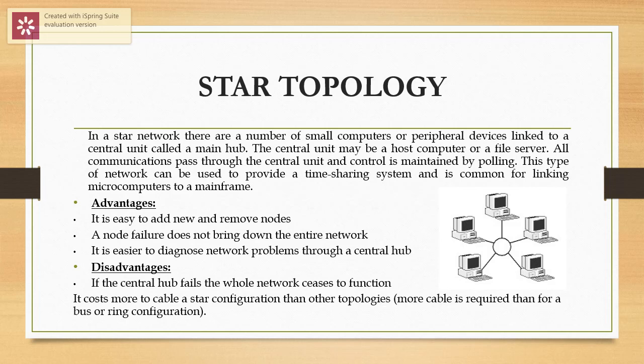Secondly, a node failure does not bring down the entire network. Thirdly, it is easier to diagnose network problems through a central hub. The disadvantages of the star topology are that if the central hub fails, the whole network ceases to function. It also costs more to cable a star configuration than other topologies. That is, more cable is required than for a bus or a ring configuration.